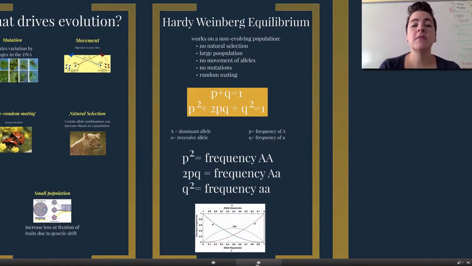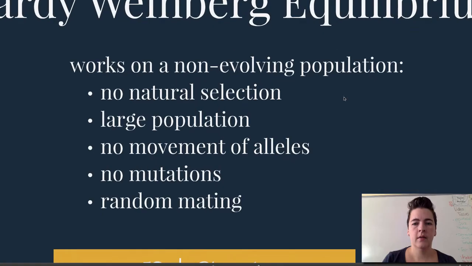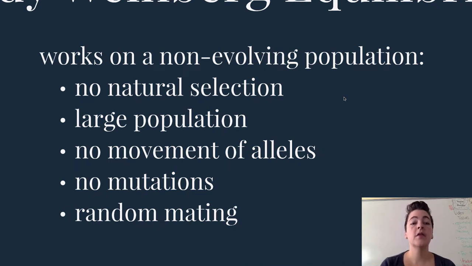There's a way that we can actually measure our population change using Hardy-Weinberg. There are 5 things for Hardy-Weinberg equilibrium. We are working on a non-evolving population, so we have no natural selection, we have a large population, we have no movement of alleles, we have no mutations, and then we have random mating.